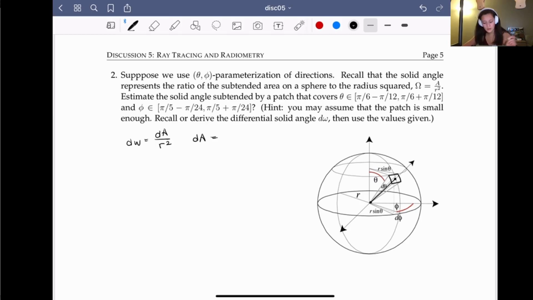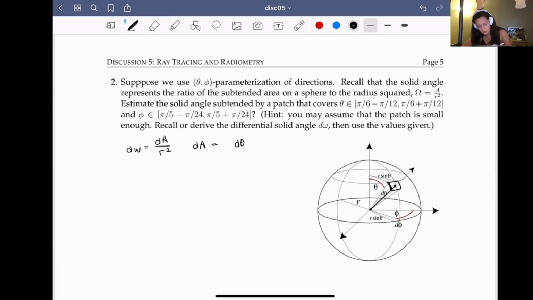Well, we have two kind of directions here. Since we're assuming that this patch is small enough, we're going to treat it as this rectangle, and it has two sides to it, so we're going to use d theta, which is kind of this side, since theta is the angle along this axis here, and that gets multiplied by r.